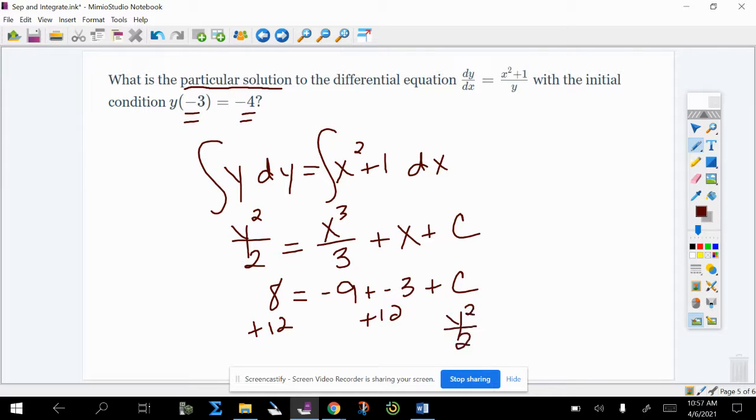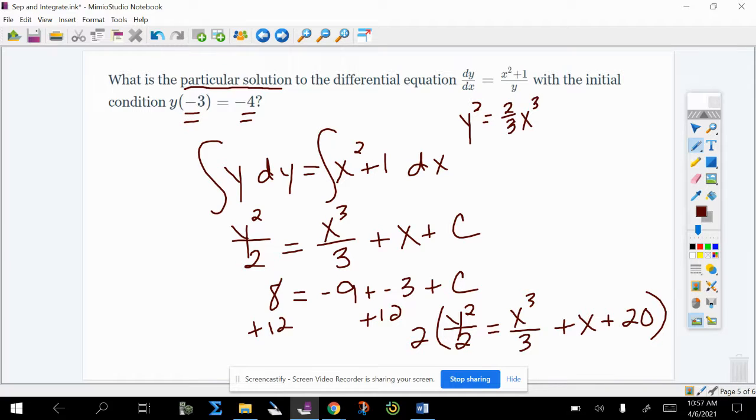You are going to have to look at Delta Math, and actually I'll look at a couple of them just to see how they want your answer written. If they don't specifically say that you have to get y by itself, then you are going to be okay to leave your answer as is. If they do want you to get y by itself, you're going to have to do a little extra work. Let me mention that just in case. So when you get y by itself, you're going to multiply everything by 2, which is going to give you y squared equals 2/3 x cubed plus 2x plus 40. And then you're going to have to take the square root of both sides.